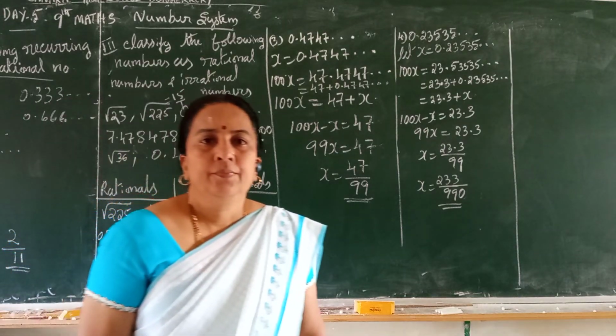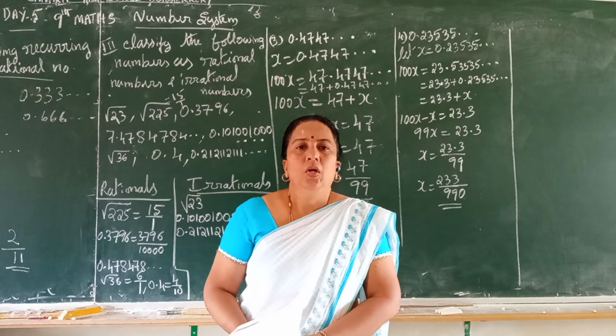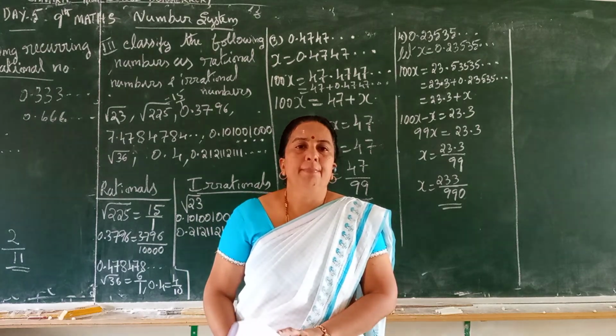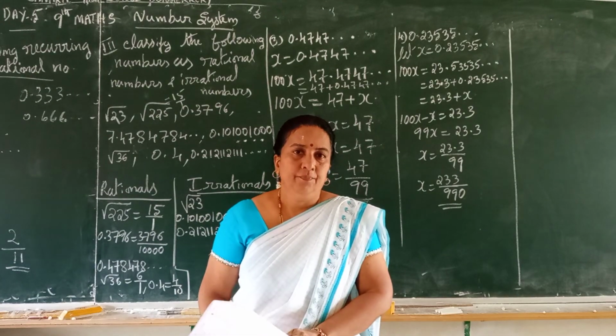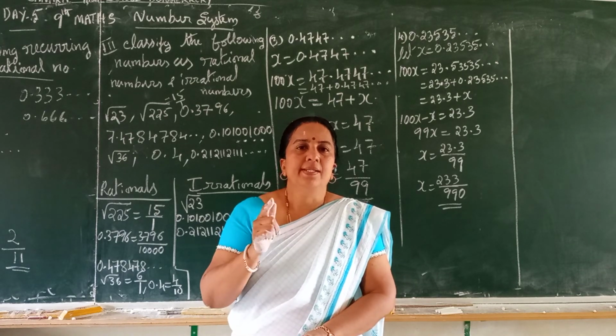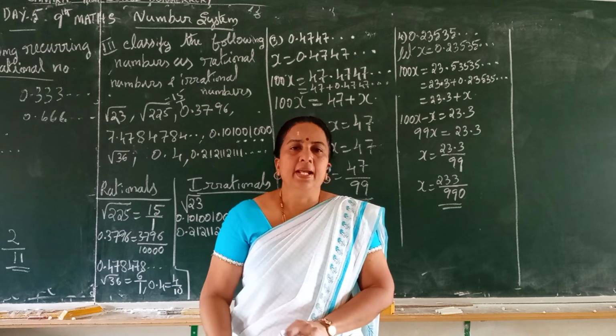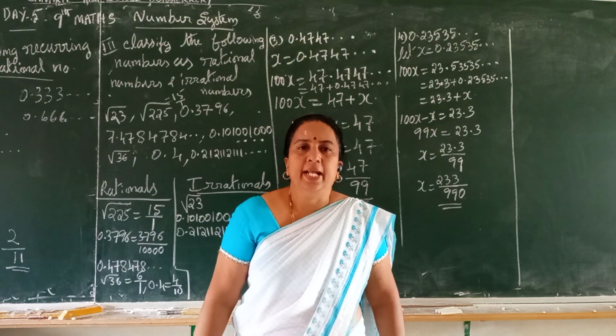That is sufficient. In tomorrow's class, we will locate rational numbers on a number line. For that, we require scale, pencil, compass, protractor. Keep it ready. We will meet you in the next class.